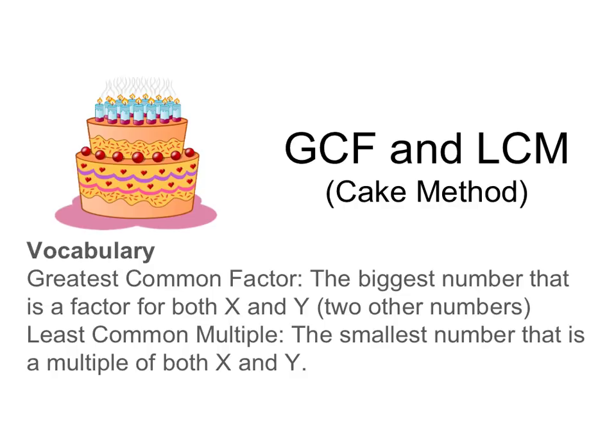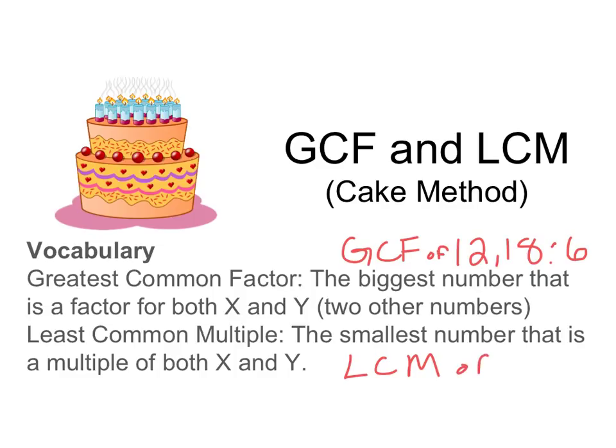The least common multiple is the opposite. This is the smallest number that is a multiple of both of two numbers. So, for example, the greatest common factor of 12 and 18 would be 6, because that's the biggest number that goes in evenly to both 12 and 18. And the least common multiple of 10 and 15 would be 30, because that's the smallest number that both 10 and 15 go into evenly.